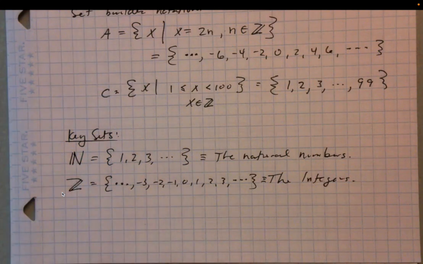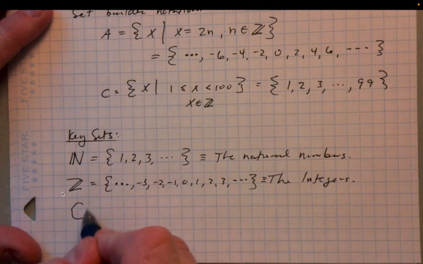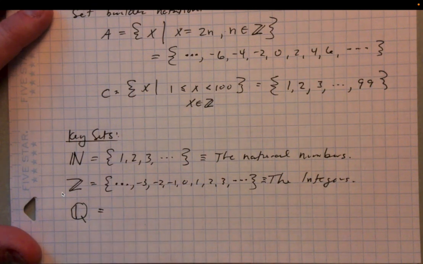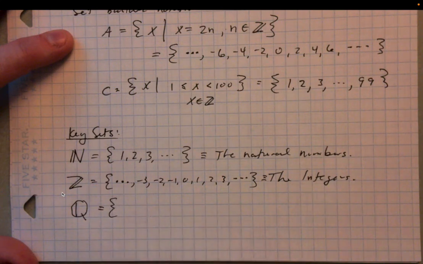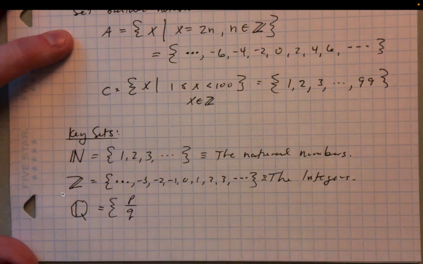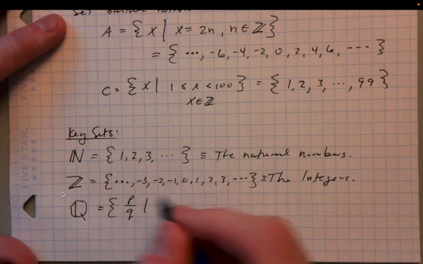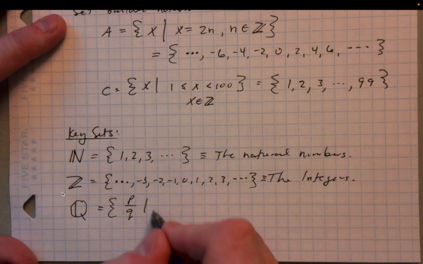The other set that will be very important is the rational numbers. This is going to be the set of basically fractions. We'll write it like this: the set of all p/q such that p and q are integers.